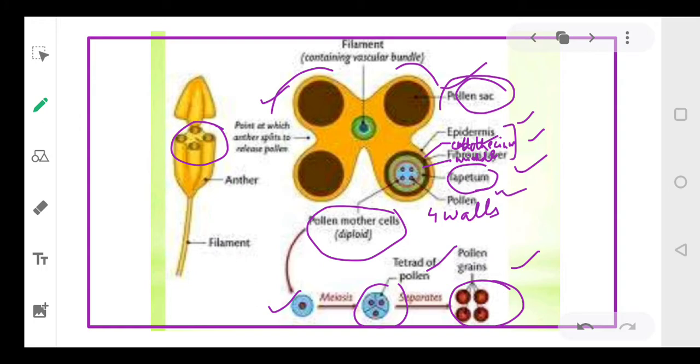Okay, everyone, there is a formation of 4 pollen grains, and this process where 4 pollen grains are formed from the pollen mother cell, that is your PMC, pollen mother cell, is called microsporogenesis. What do we call it, everyone?